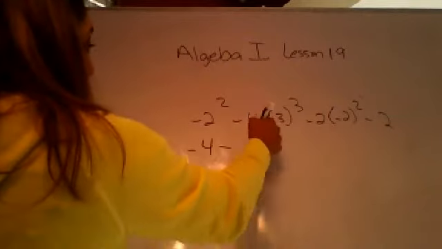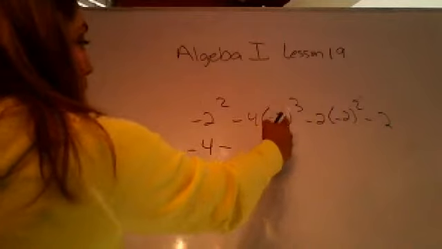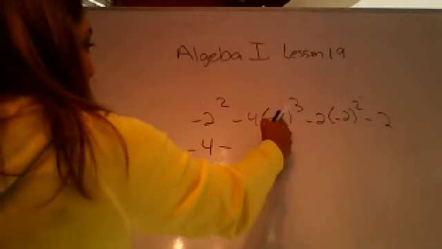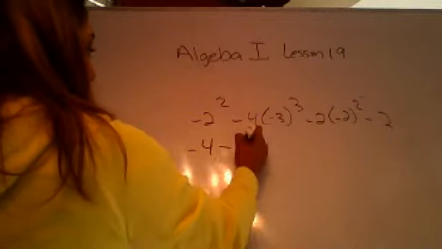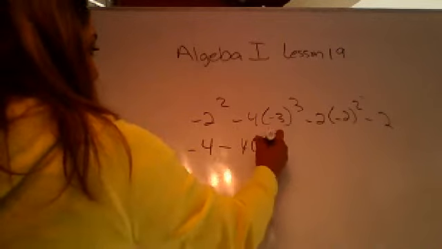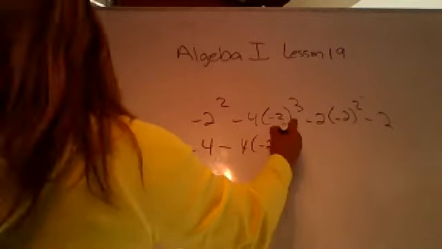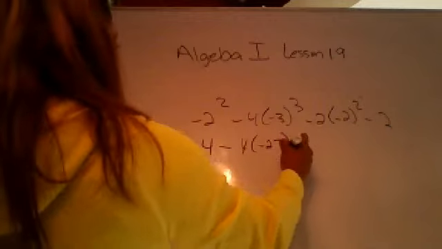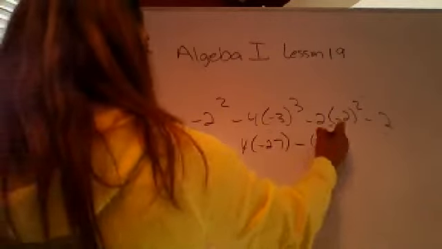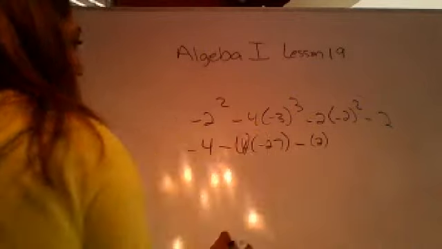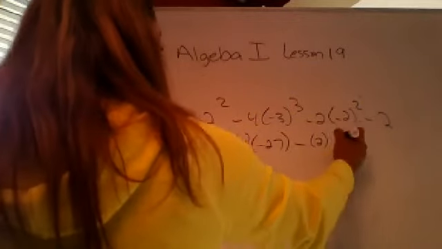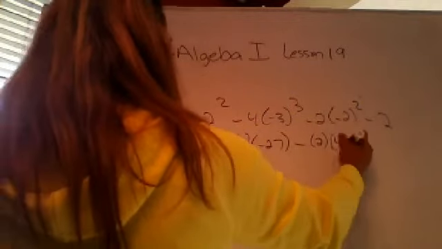Minus, here you have 4 times negative 3. It's inside parentheses raised to the third. So here you have negative 3 times negative 3 times negative 3. So you have 4 times a negative 27. Yes? Then you have here a 2. Okay? Negative 2 is inside parentheses squared. It's going to simply be 4 minus 2.